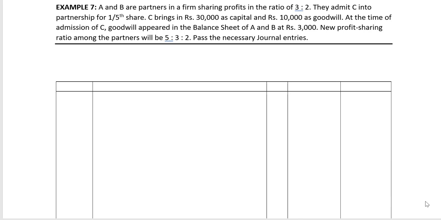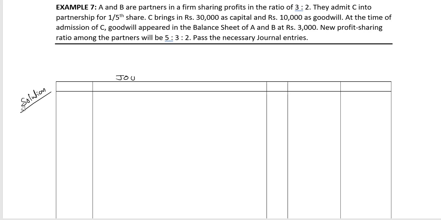Example 7. A and B are partners in a firm sharing profits in the ratio of 3:2. They admit C into the partnership for 1/5 share. C brings in rupees 30,000 as capital and rupees 10,000 as goodwill. At the time of admission of C, goodwill appeared in the balance sheet of A and B at rupees 3,000. New profit sharing ratio among the partners will be 5:3:2. Pass the necessary journal entries. So let's go ahead with the solution.